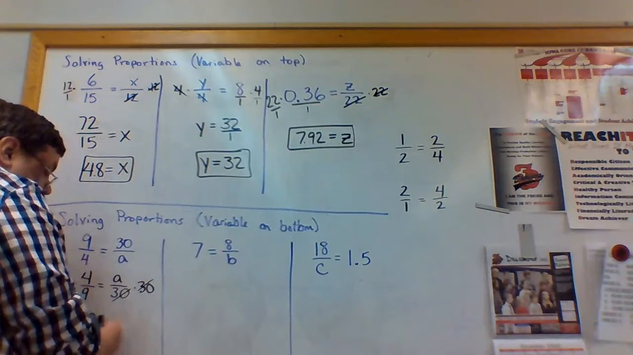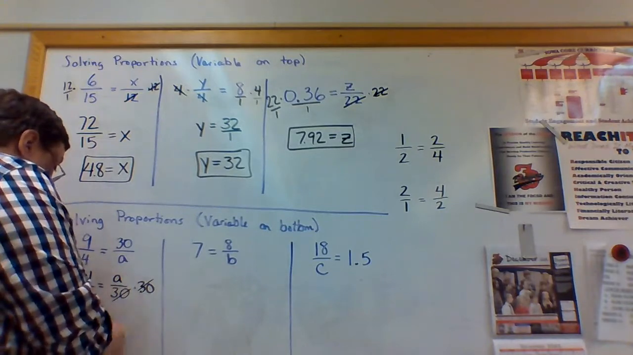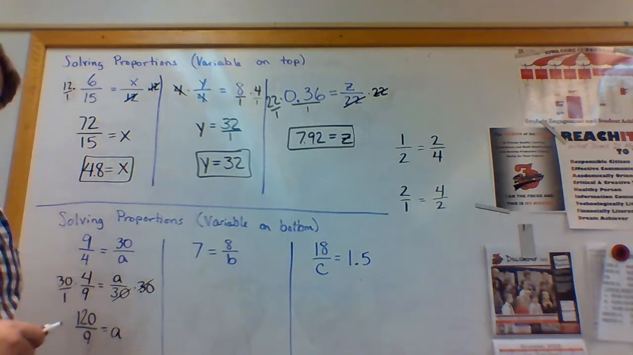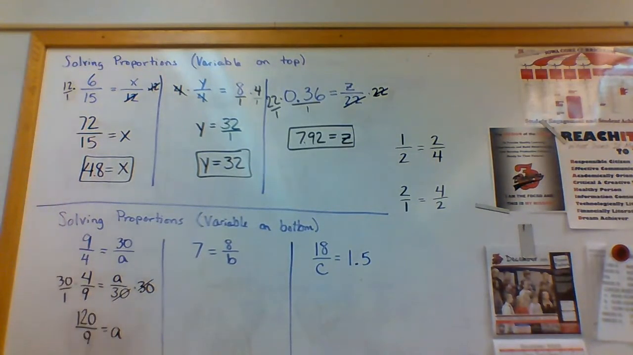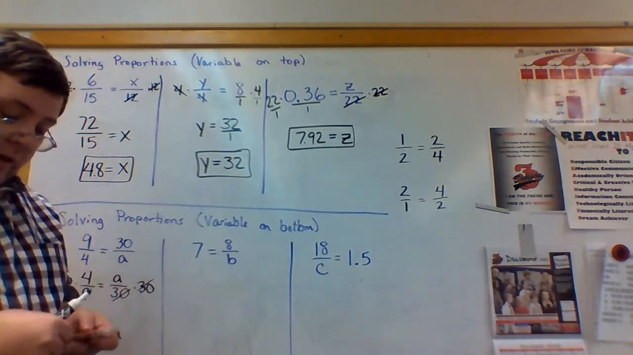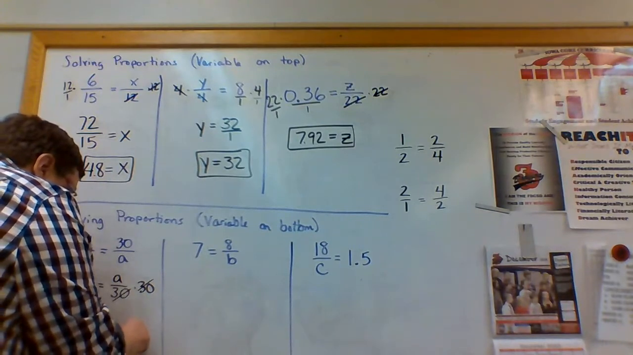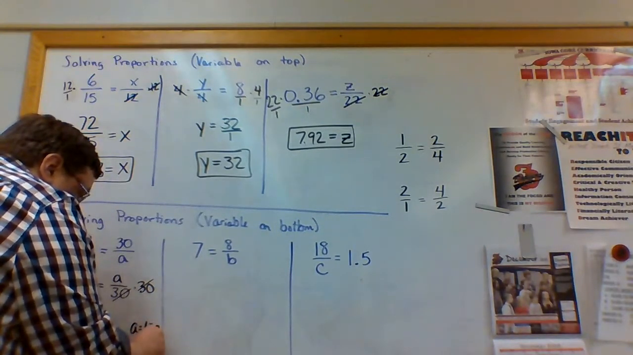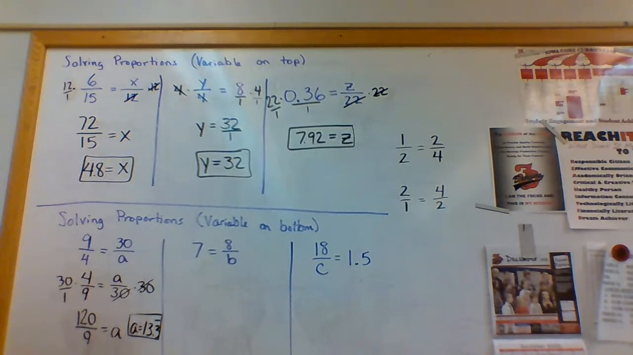On the other side, those 30s canceled out, so I've got a is equal to 120/9, and I can then divide that out to get my final answer here, which would be, let's see, where's my calculator at? I just set it down. There it is. 120 divided by 9 is 13.3 repeating. So a equals 13.3 repeating. That's our answer to that one. Okay. That's all it takes, is flip both fractions and then multiply just like you were doing before.